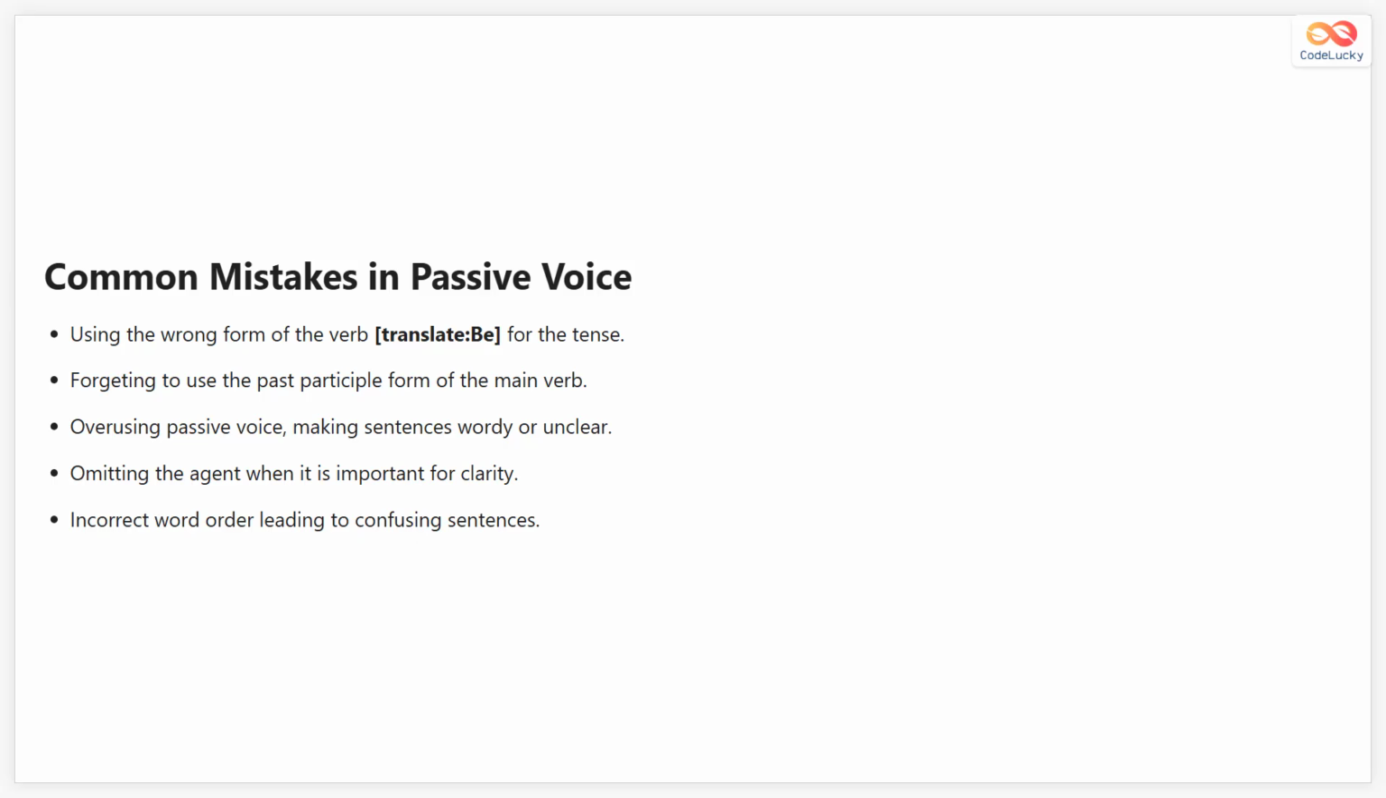Common mistakes in passive voice include using the wrong form of the verb be for the tense, forgetting to use the past participle of the verb, and overusing passive voice, which can make sentences wordy or unclear. Sometimes, omitting the agent when it is needed for clarity causes confusion. Incorrect word order is another mistake to avoid.